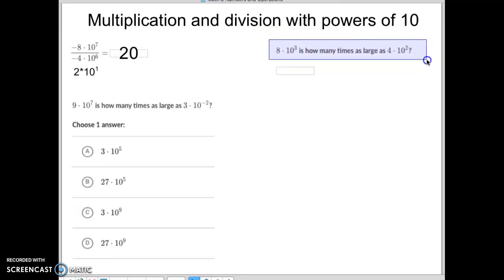This is how many times larger. That just means we're dividing again. So we're going to take this one here and we're going to divide it by this one here. So again, 8 divided by 4 is going to be 2. 10 to the third divided by 10 to the second, you subtract the powers. 3 minus 2 is 10 to the first power. 10 to the first power is just 10, so 2 times 10 is 20.